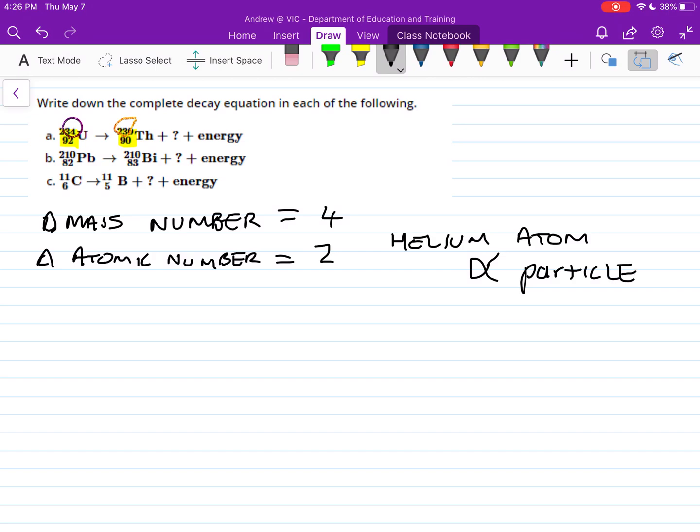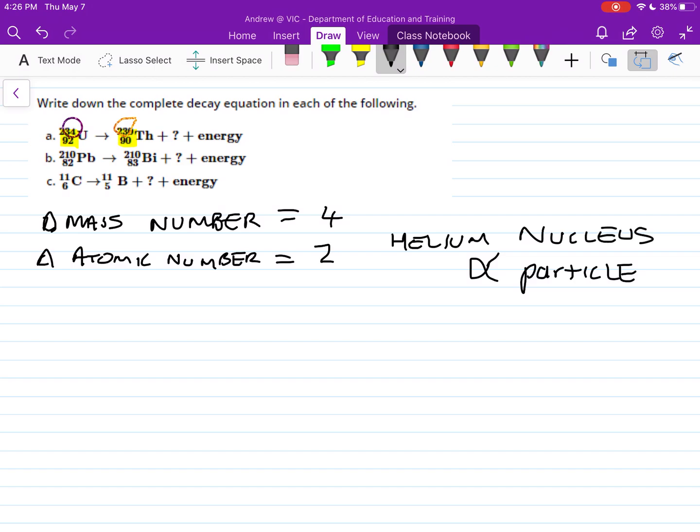This is because the number of particles in the nucleus has decreased by 4 and the protons have decreased by 2. So this implies it is an alpha particle, or a helium nucleus. I should probably say nucleus here, because it's a helium nucleus, not the whole atom.